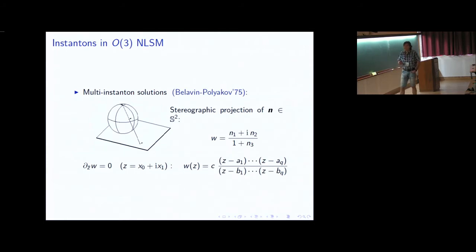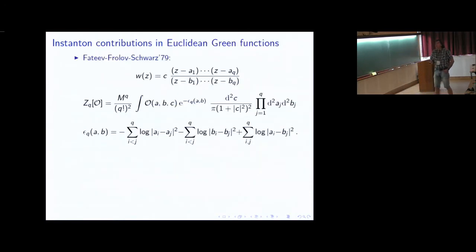Of course, similar can be done for the anti-instantons. We can consider the Cauchy-Riemann equations, but you consider anti-holomorphic functions. They are also solutions of the classical equations of motion, and the only difference now is that you should put bars everywhere. So that's just the story, just repeat.